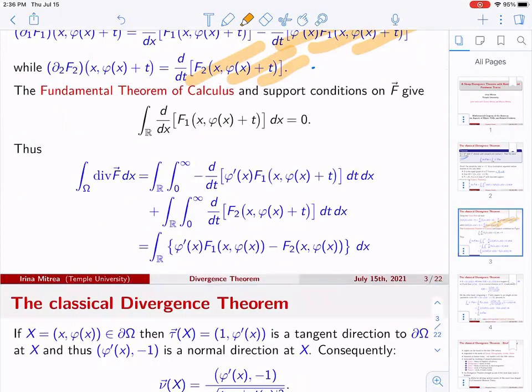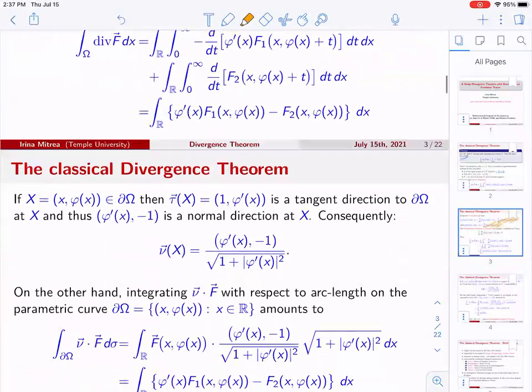Again, things are set up in such a way that we can easily apply the fundamental theorem of calculus: we're integrating two differentials with respect to t, and the first integration happens to be with respect to t. Taking into account the support conditions on the vector field F allows us to express the sum as the integral over R of phi prime evaluated at x, times F1 of (x, phi of x), minus F2 of (x, phi of x). So this is what the left-hand side in the divergence formula is.